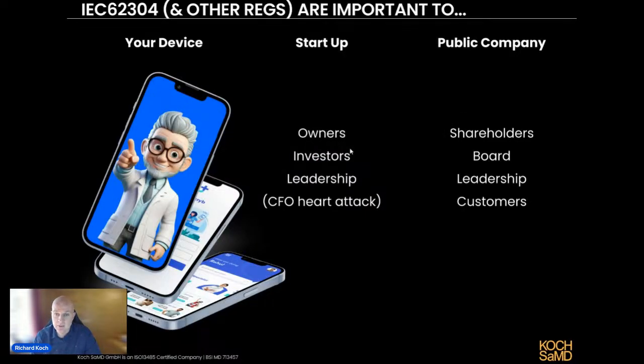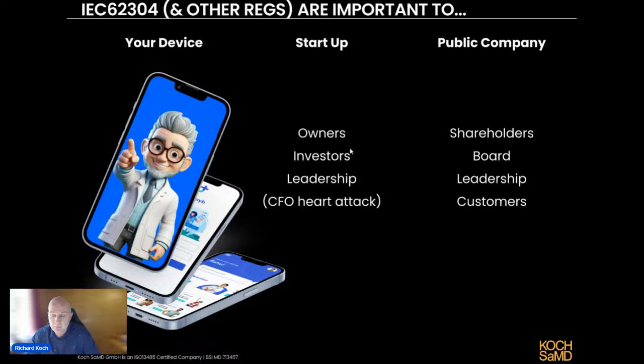So from those last couple of slides around importance, I think it's clear that 62304 and the other regulations are important to your device, clearly. And if you're a startup, if you're an owner, investor, or leadership, this can be the difference between you staying in business, going bankrupt, or your CFO having a heart attack because maybe he's got to take a really bad deal at the next funding round because you haven't delivered on your product roadmap and your business is worth less because you need money to get you where the last round was meant to be.